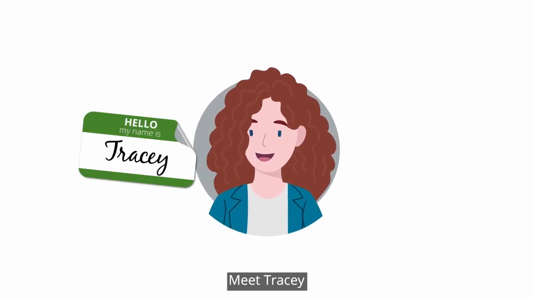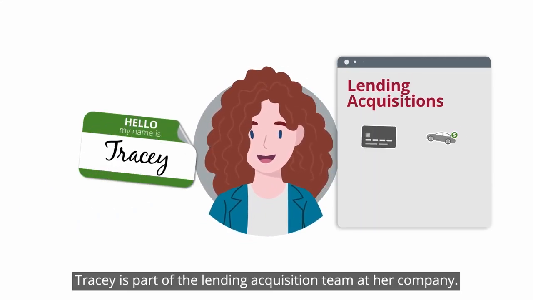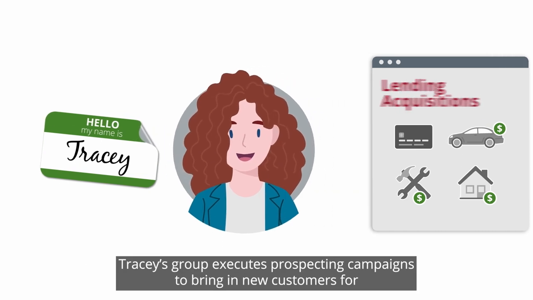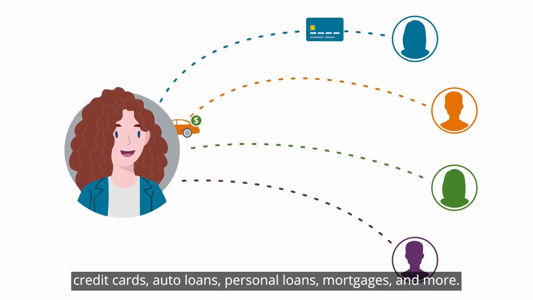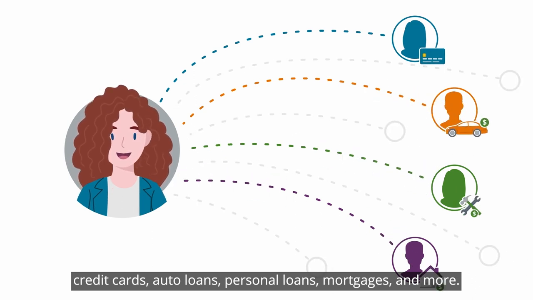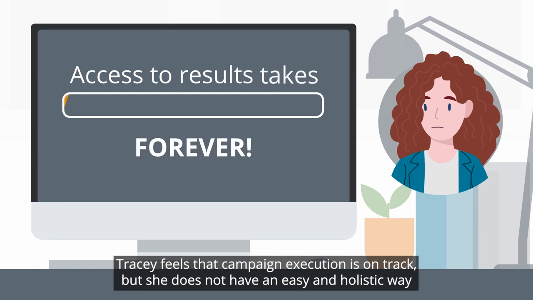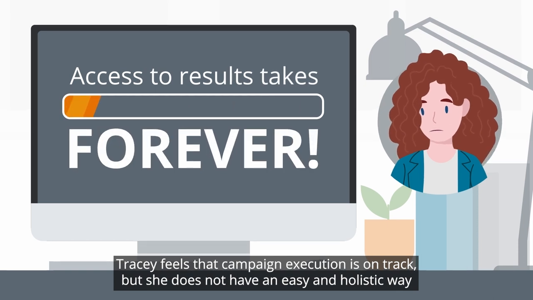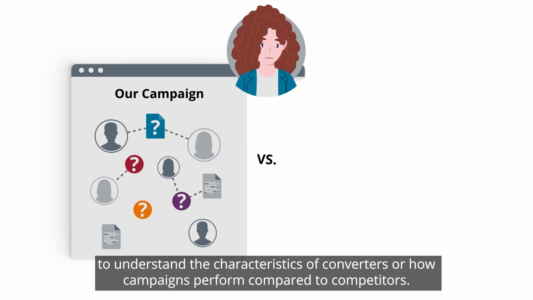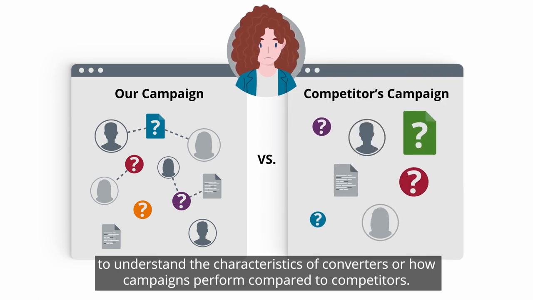Meet Tracy. Tracy is part of the lending acquisition team at her company. Tracy's group executes prospecting campaigns to bring in new customers for credit cards, auto loans, personal loans, mortgages, and more. Tracy feels that campaign execution is on track, but she does not have an easy and holistic way to understand the characteristics of converters or how campaigns perform compared to competitors.